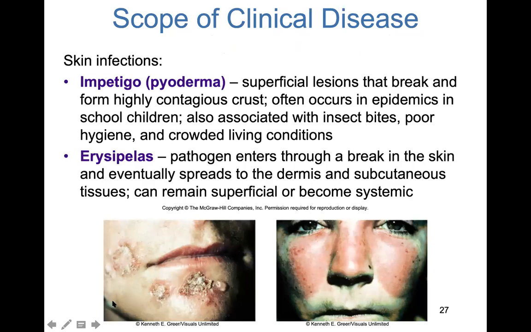So skin infections from strep also can cause a lot of these other cutaneous infections. Usually when we think of strep, we think of the throat, but generally this is going to be something on the skin. So impetigo is superficial lesions that break and form a highly contagious crust. It often occurs in epidemics in school children. And with an insect bite, you've got an open cut, and it gets in there. Poor hygiene, people aren't showering, or crowded living conditions.